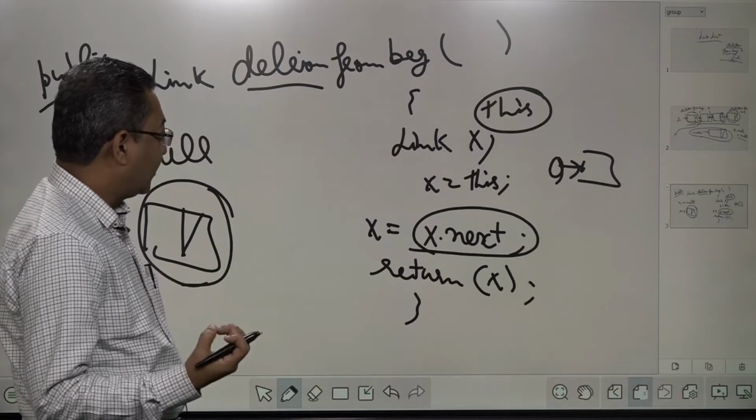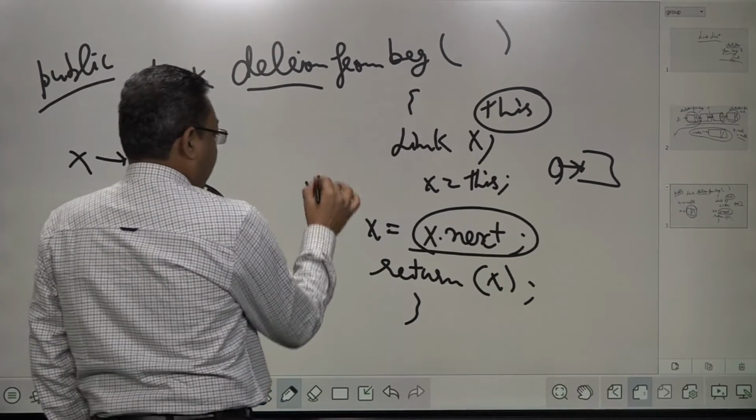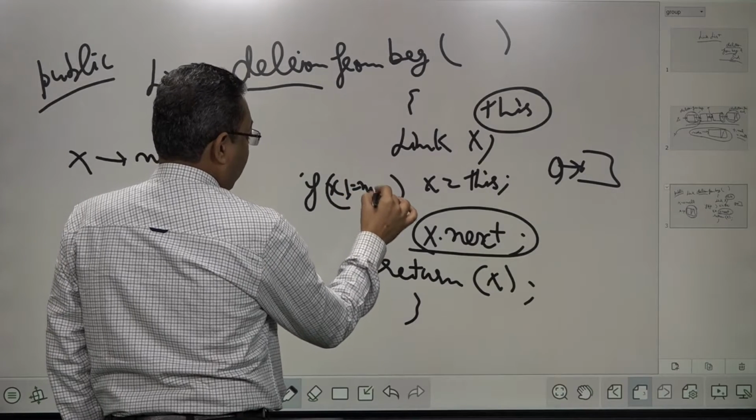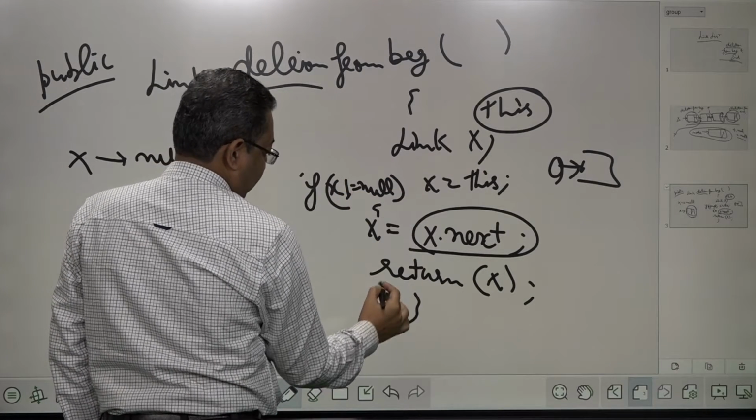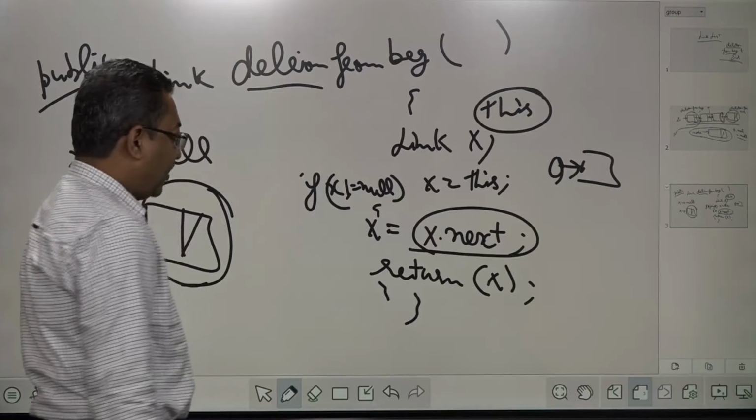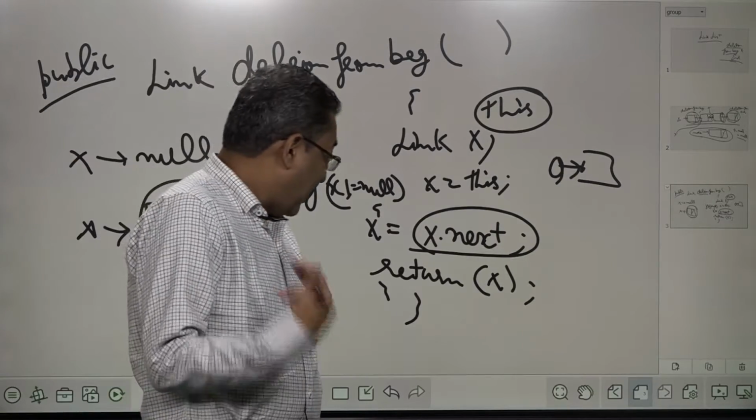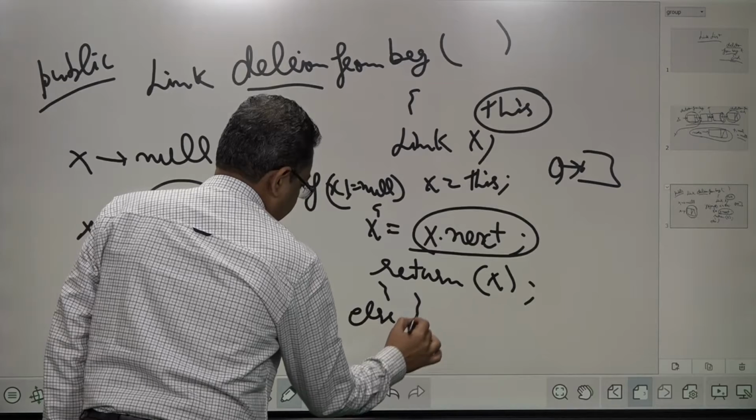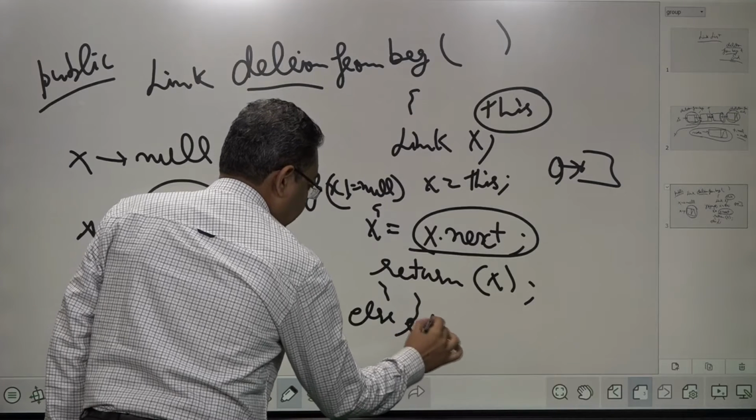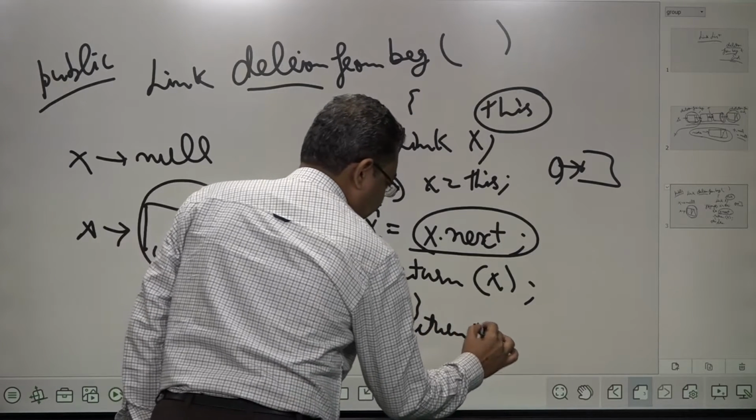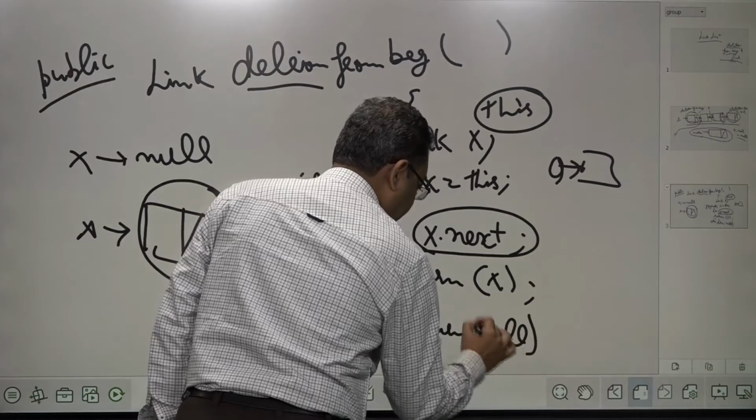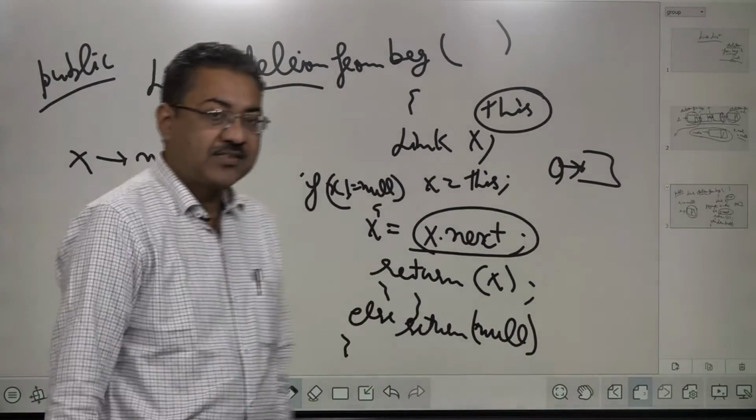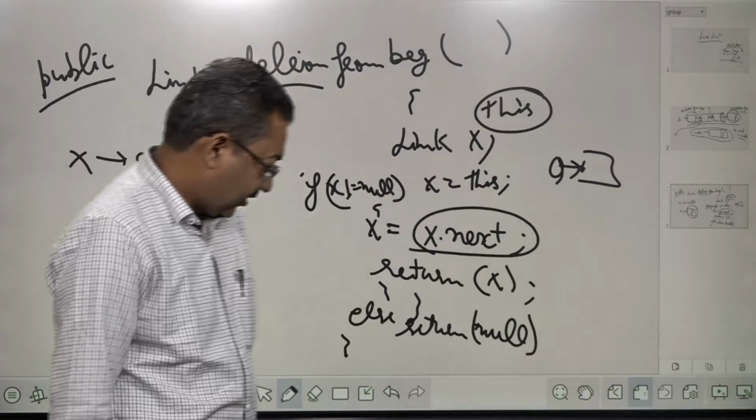The very simple thing that I will go for: if x is not equal to null, then do this, right? Else, what to do? Return this, or return null. That's all. I hope this completes our function.